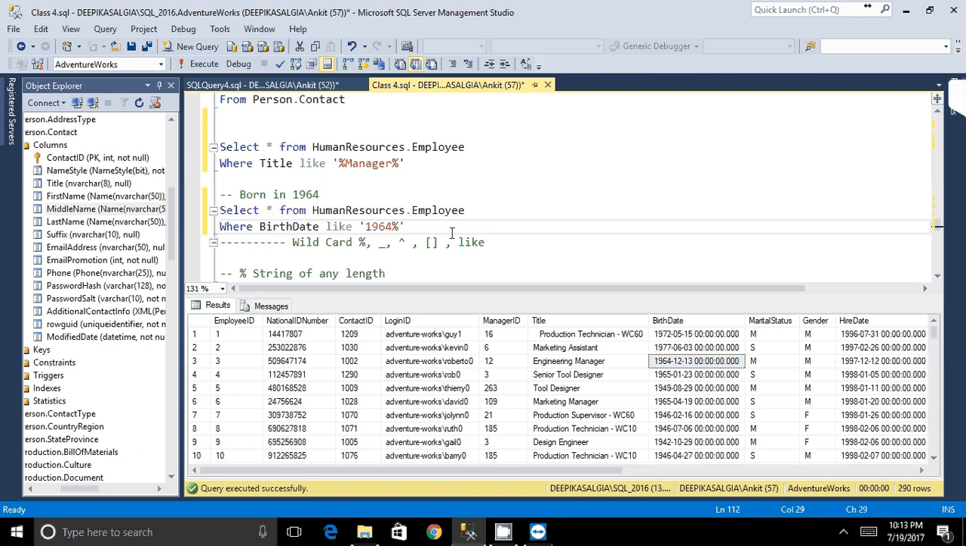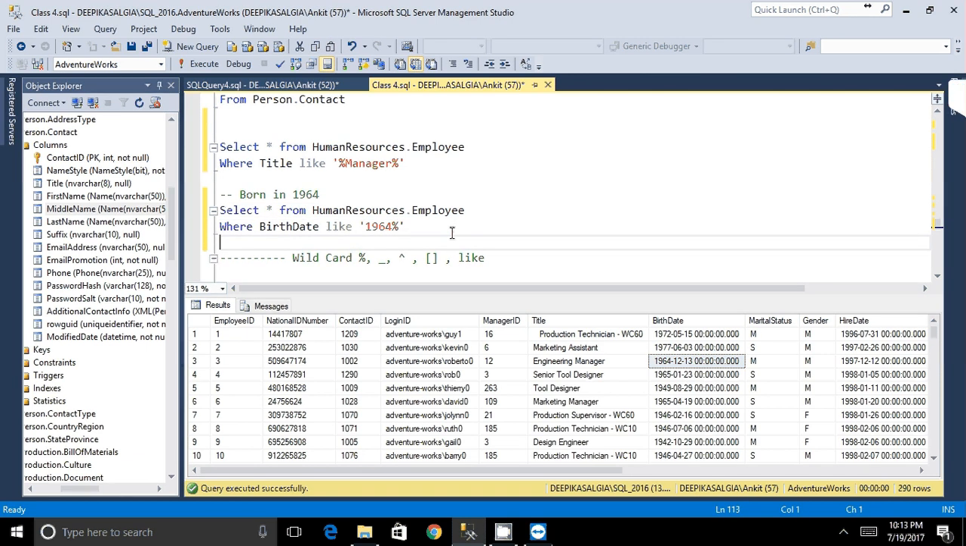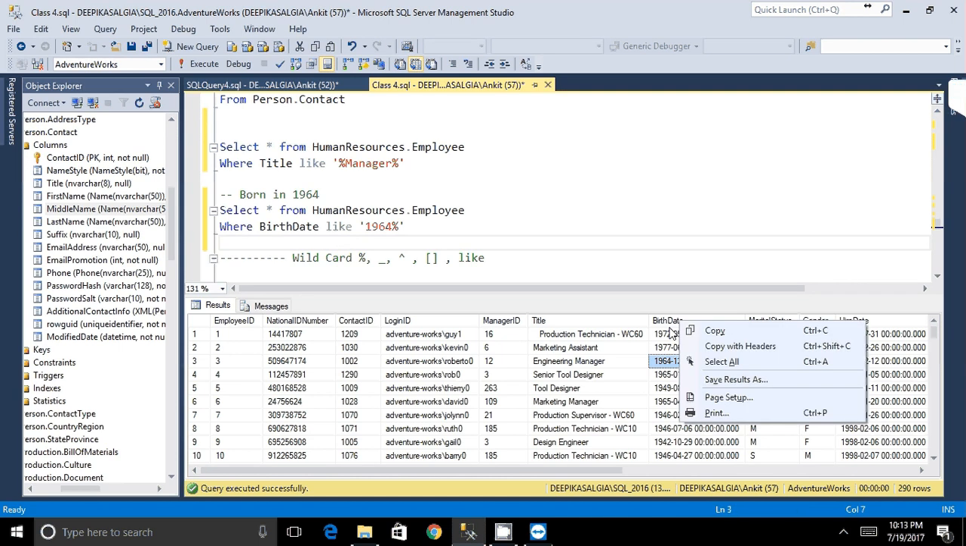The reason behind this is that the date could be in any format. When you store the date, sometimes it's stored as month, day, year, sometimes it's stored as day, month, year, sometimes it's stored as DD, MM, YY only. So that's why SQL doesn't know what format you are storing the date in, and it gets confusing.